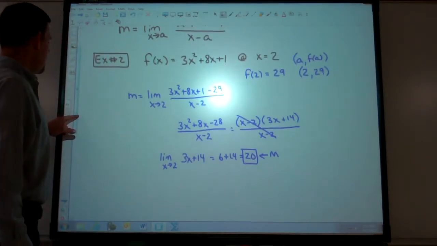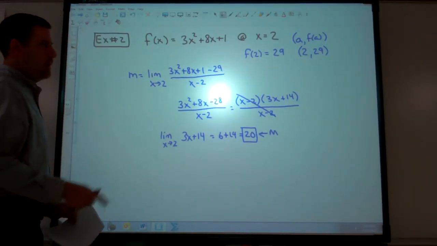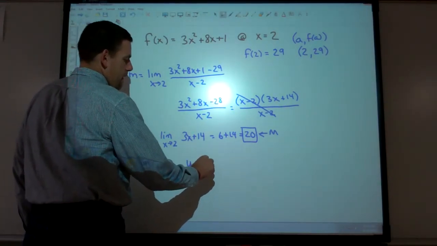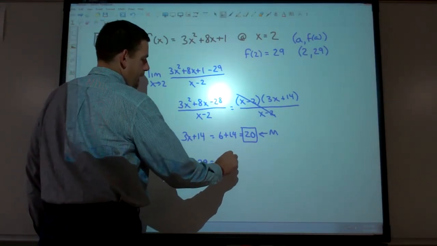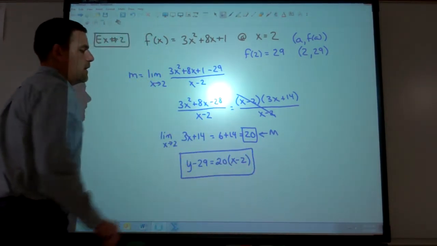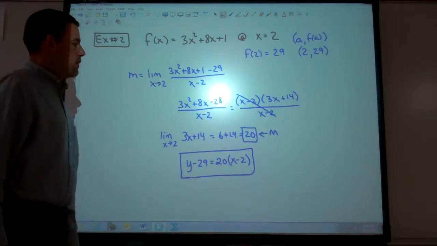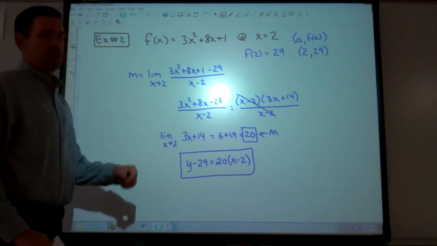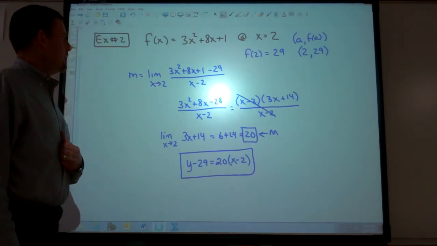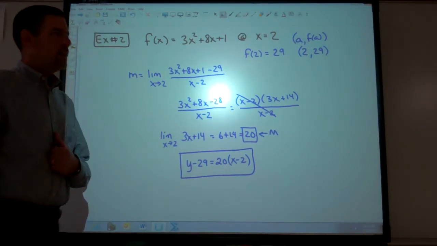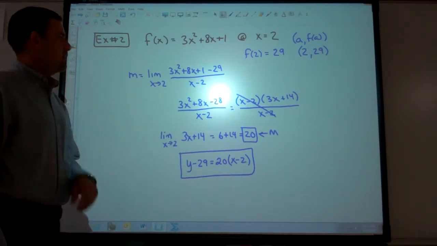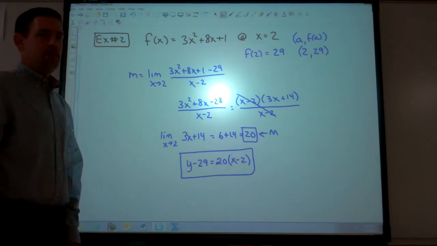If we wanted to take that one step further and give you the equation, we could use our point slope formula with our a, f of a. There is the point slope formula for the line tangent to 3x squared plus 8x plus 1 at the point (2, 29). All right, again, that's using definition 1. That's the x going to a definition. There's the second rule that we'll talk about in the next example.